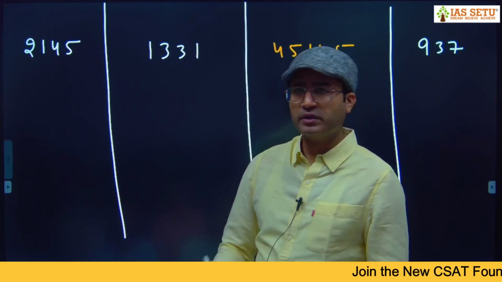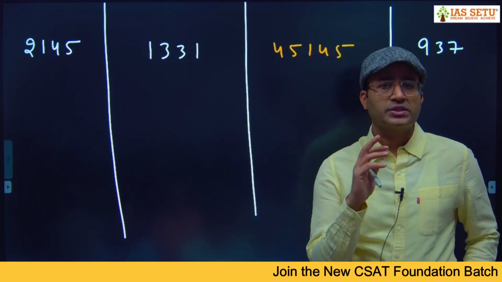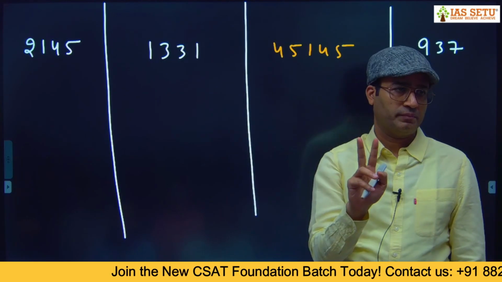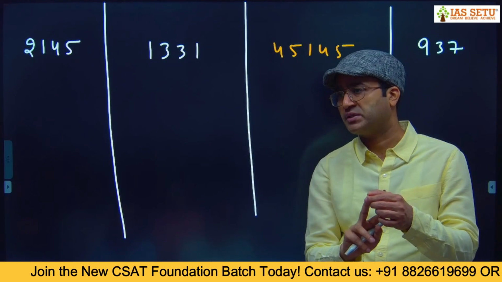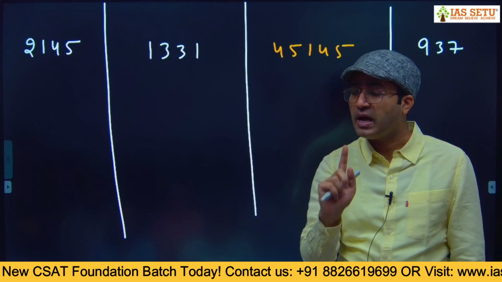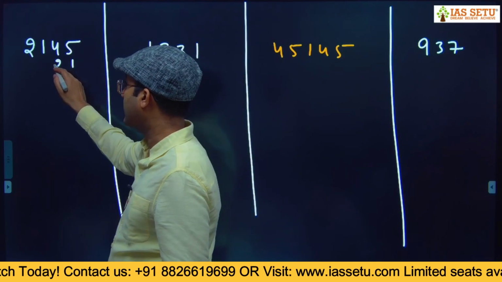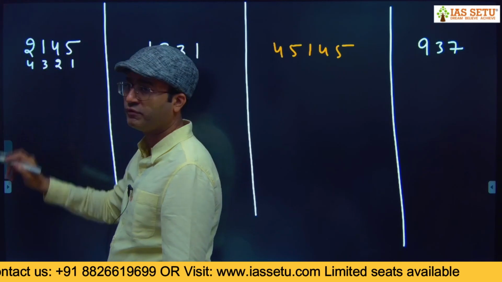Now here there are 3 steps. Step number 1: we divide this number into 2 teams, odd place and even place. I'm not saying odd digit, I'm saying odd place digit. This is the first place, this is the second place, this is the third place, this is the fourth place.